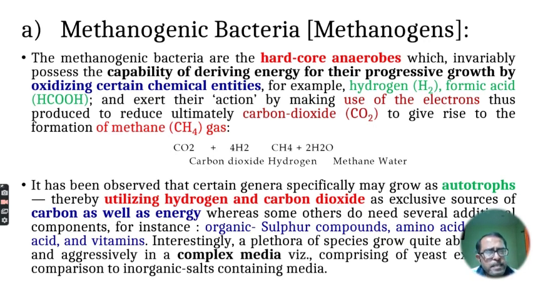These methanogenic bacteria are hardcore anaerobes. It means they require the absence of oxygen for their growth. When they are exposed to oxygen, they will immediately die. So these methanogenic bacteria are hardcore anaerobes. They only grow in the absence of oxygen.